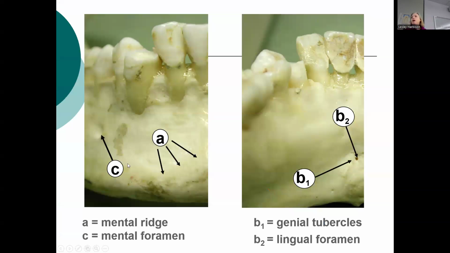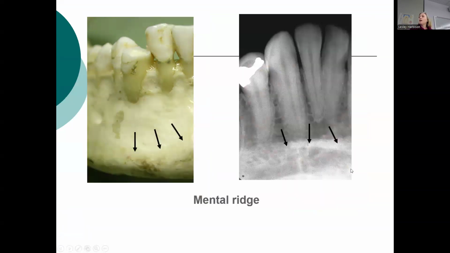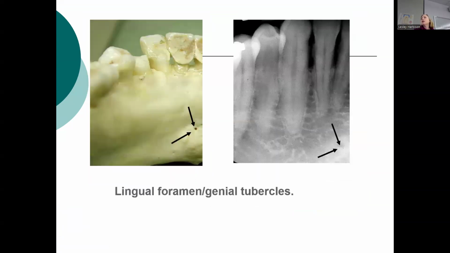So here we have it on the skull. We have the mental foramen over here. We have the thick portion of the mental ridge here. We have the lingual foramen and the genial tubercles here on the skull. And then here we can see the mental ridge. That's pretty much all you can really see on this picture, just the thickening of the mental ridge. It's really not much else to see there. Here you can see the lingual foramen, and then that's surrounded by the genial tubercles.